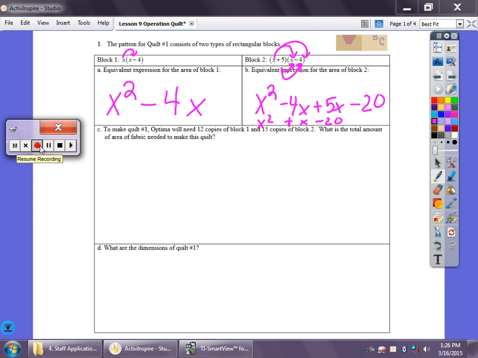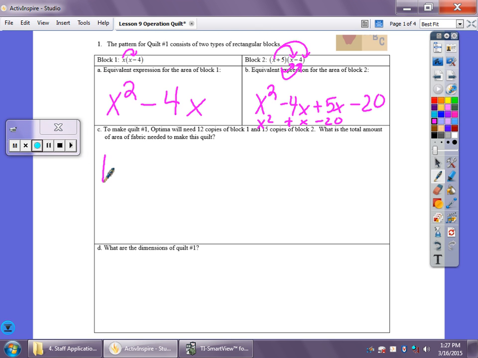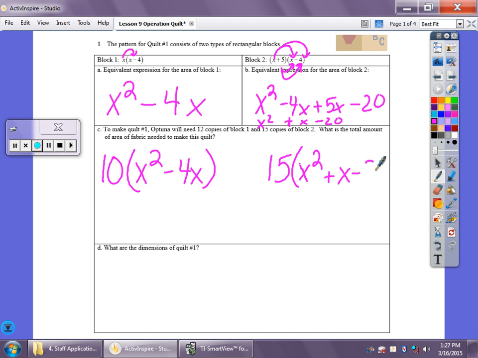Okay, so in my quilt design, I want 10 of these. So I show that by doing 10 times (x squared minus 4x). And then I want 15 copies of this. So that's going to be 15 times (x squared plus x minus 20).